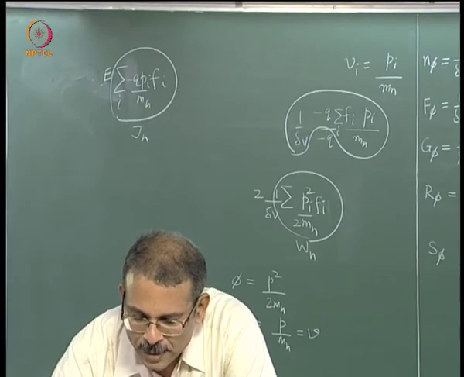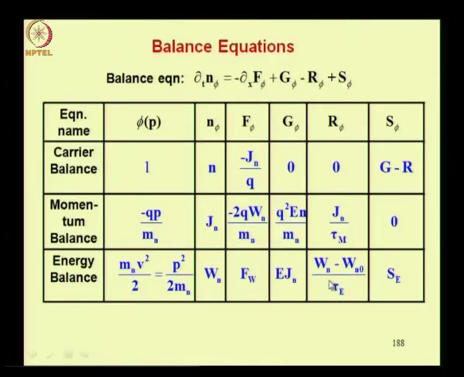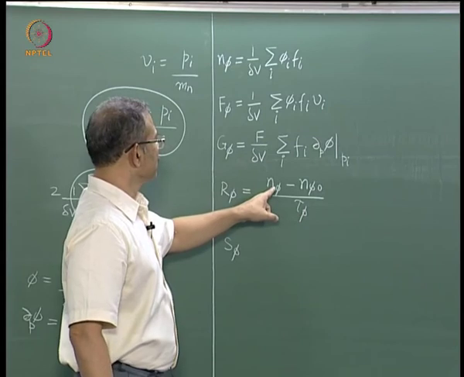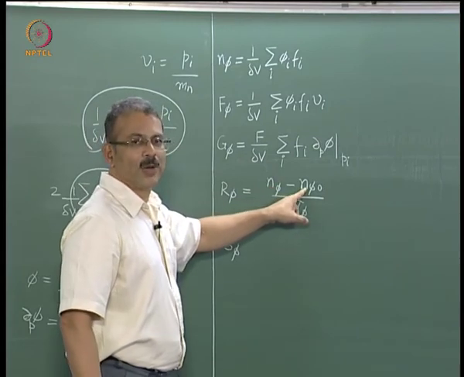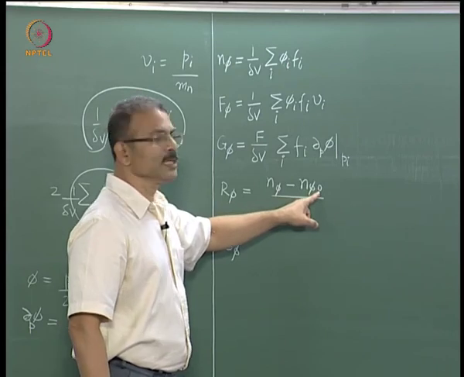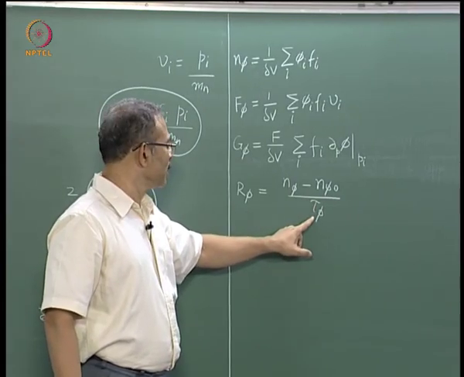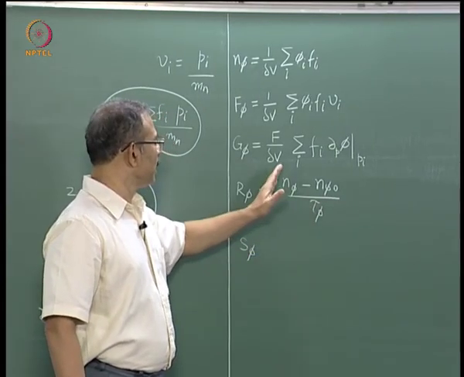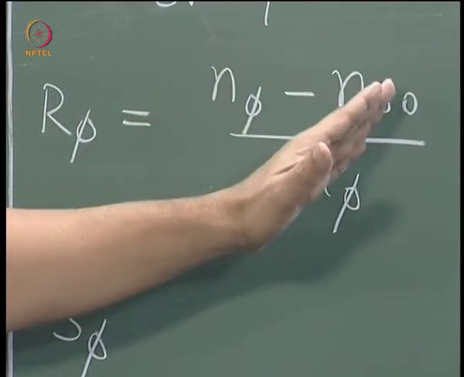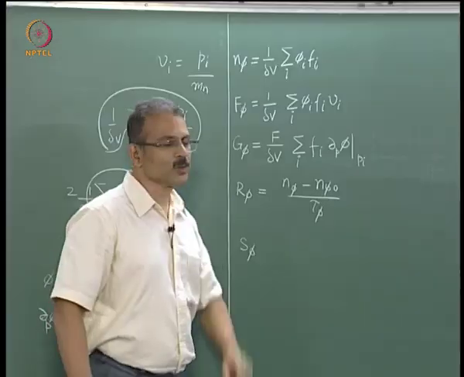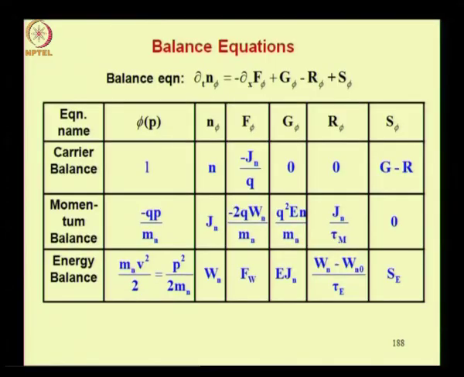Finally, R phi is written as Wn minus Wn0 by tau E. This is straightforward. R phi is n phi minus n phi 0 by tau phi. So n phi is Wn. The equilibrium value of Wn is Wn0, the kinetic energy density under equilibrium, and the time constant tau is the energy relaxation time, because this time constant tells us how the energy relaxes to the equilibrium value because of collisions. That is energy relaxation time. So that is how you get the term Wn minus Wn0 by tau E.